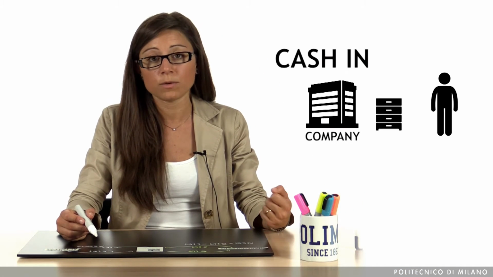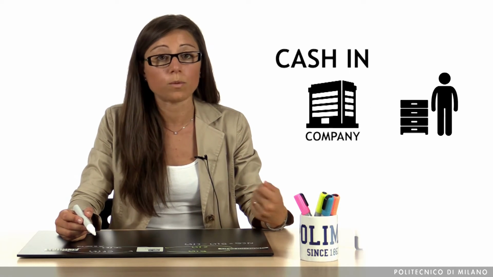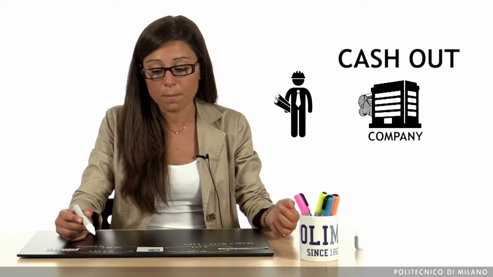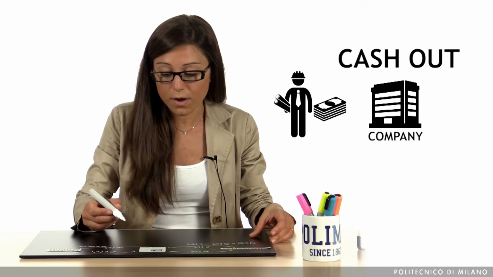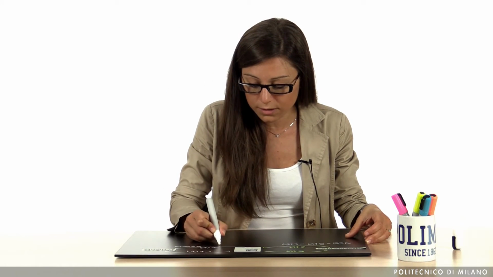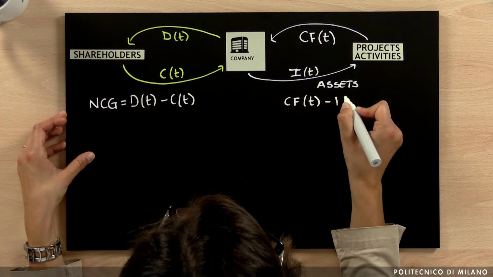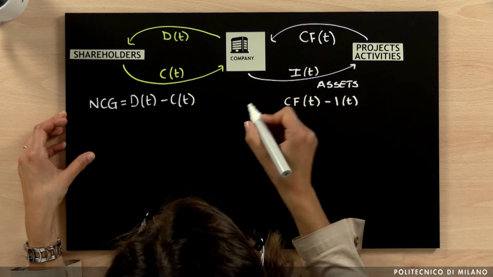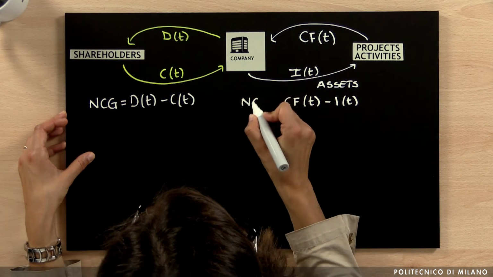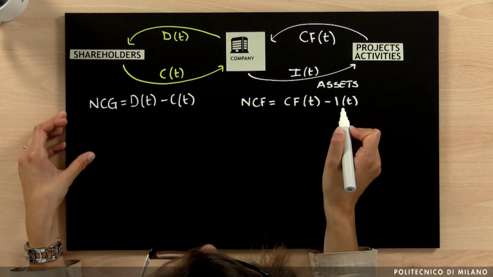This cash flow can be distinguished between cash in and cash out. We have cash in when the company receives cash because it sold the product or delivered the service, while we have cash out when the company purchases raw material. And so again, we can define the cash that is generated from the project perspective by considering the difference between the cash flow at a certain moment of time and the investment at a certain moment of time. This difference can be defined as net cash flow.